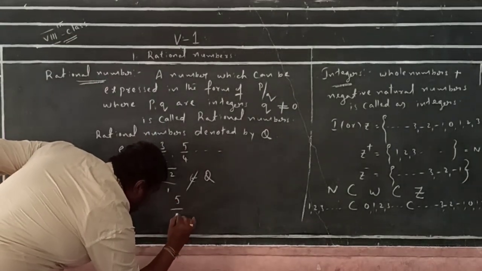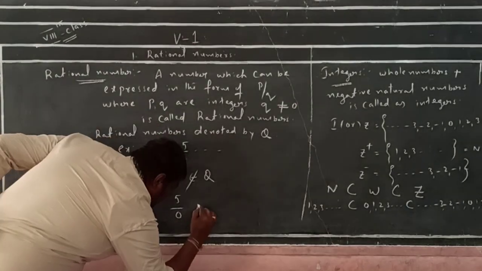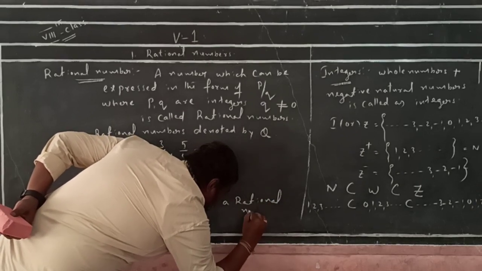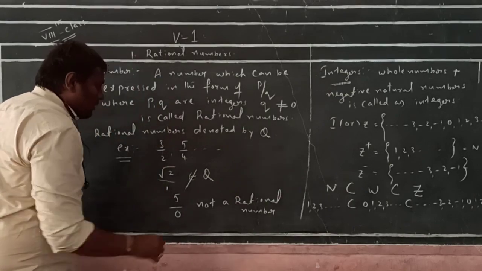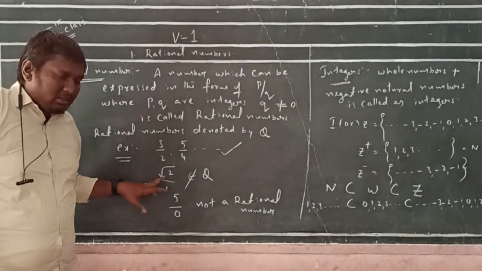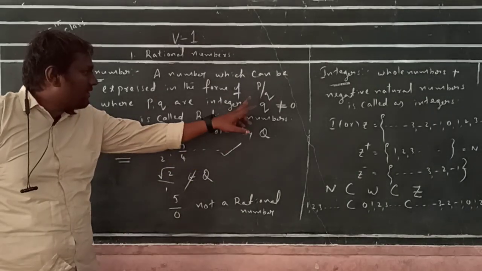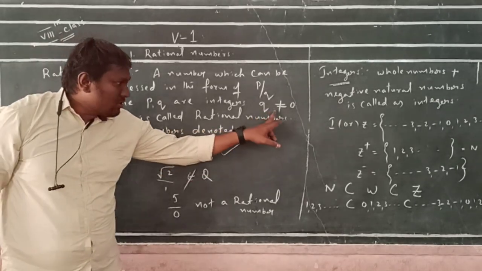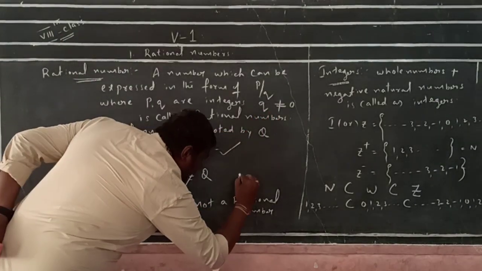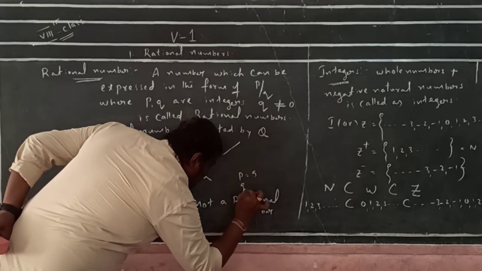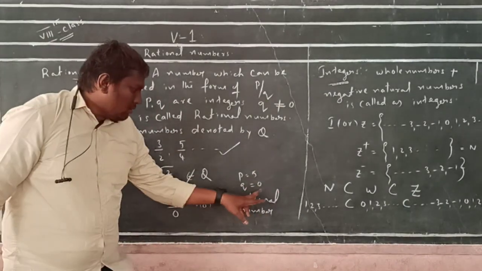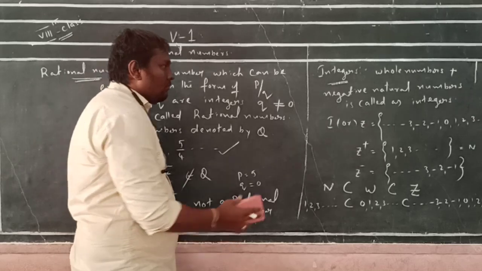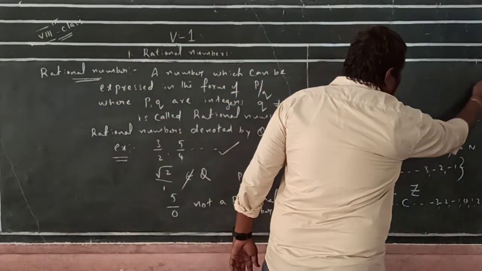Here 5 by 0, this is also not a rational number. The root is not a rational number, and also here the condition is p and q are integers. Here 5 and 0 are integers, but q is not equal to 0. Here the p value is 5, here the q value is 0. Q is not equal to 0 in the condition. That's why this is not a rational number. Understand?